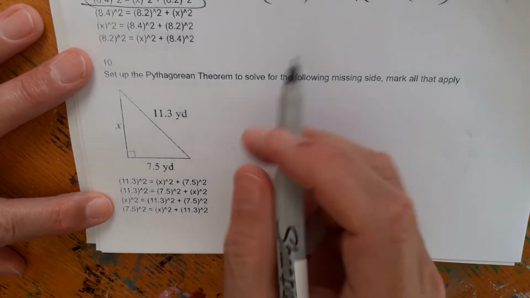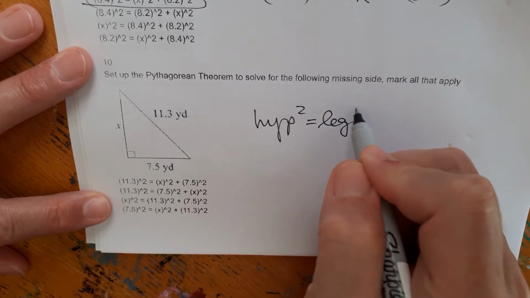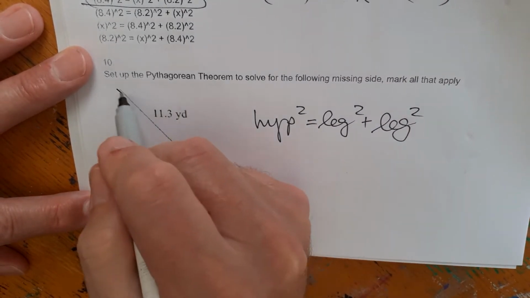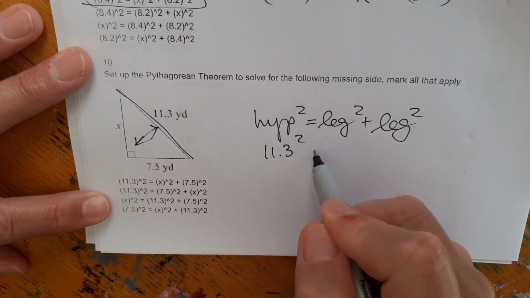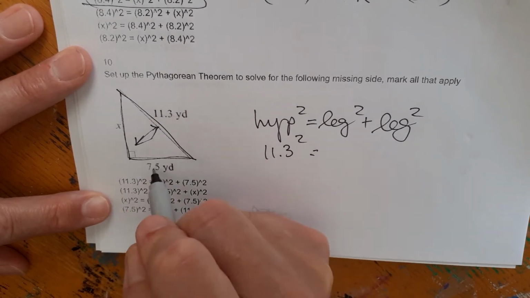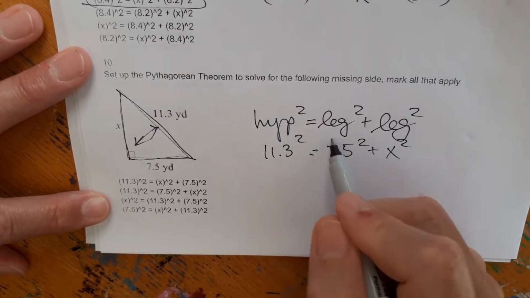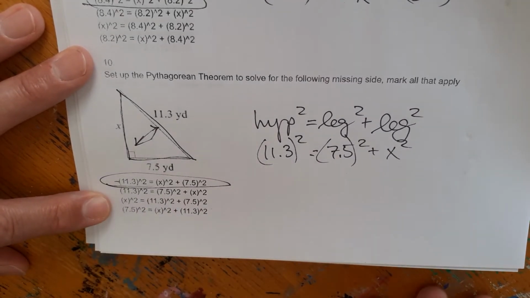Set up again. So let's see. Height squared equals leg squared plus leg squared. Height is not touching the 90. It's across from it. So 11.3 squared equals a leg. And I can reverse these. I can say 7.5 squared plus x squared, it will not matter. We will get the same result for x as long as we do the algebra right.